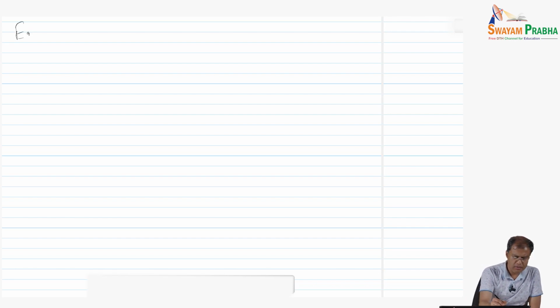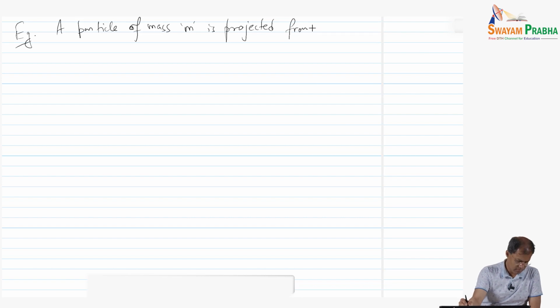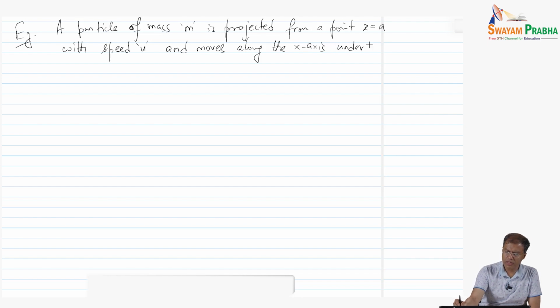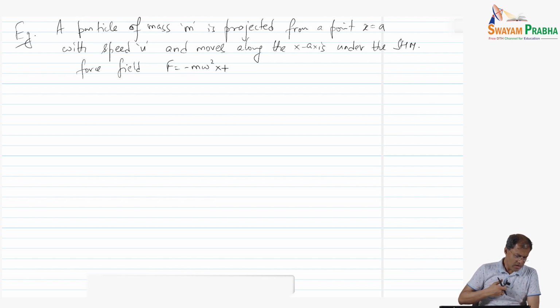So the problem says a particle of mass m is projected from a point x equal to a with speed u, and moves along the x-axis under the simple harmonic motion force field F is equal to minus m omega square x. Okay. So we need to find the maximum distance from the origin O and the maximum speed of the particle.